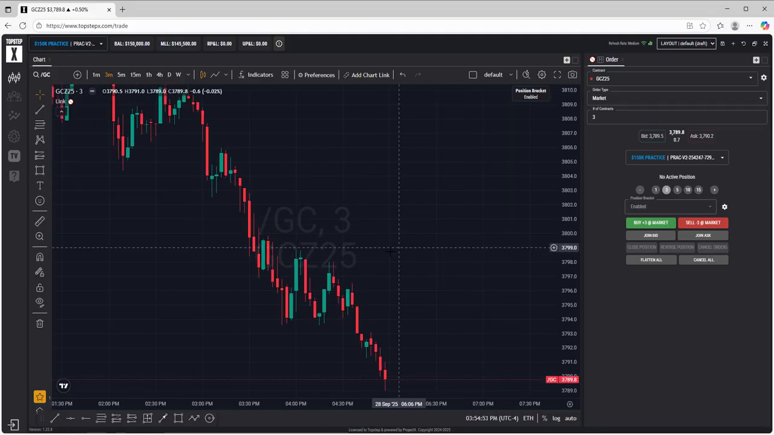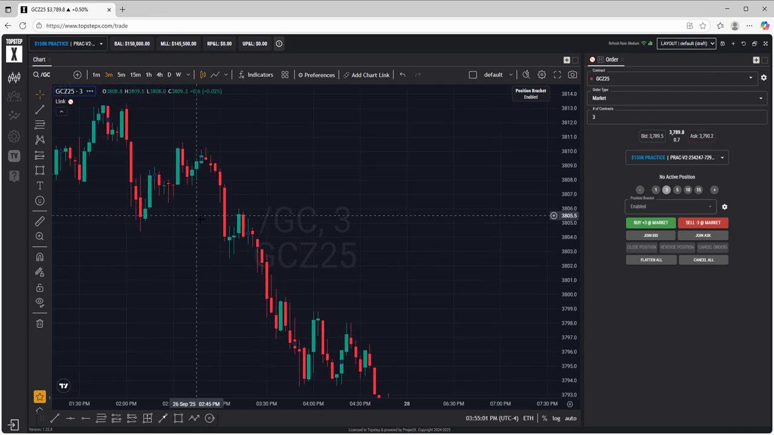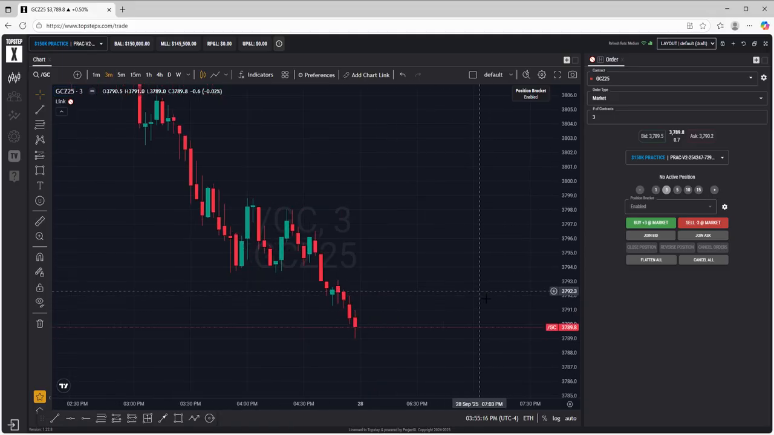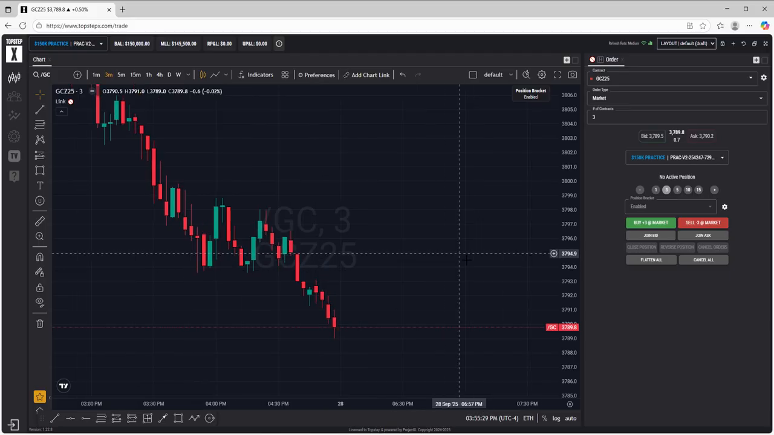Now this is a perfect example right here. This happened yesterday. So we have a lower high right here, lower low, lower high, lower low, lower high, lower low, lower high, lower low. Now when you want to catch this trade, you want to draw your fib from the previous high to the newest low.